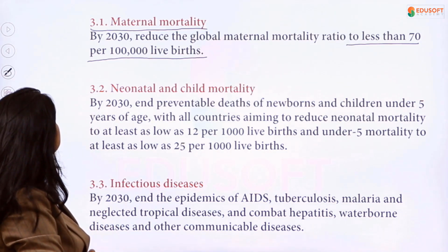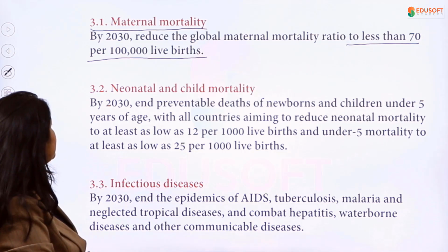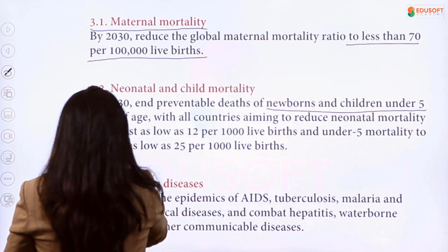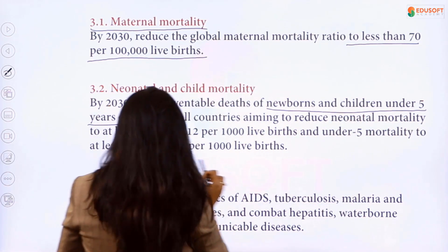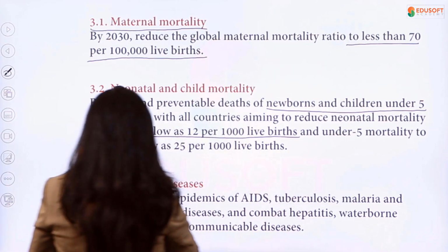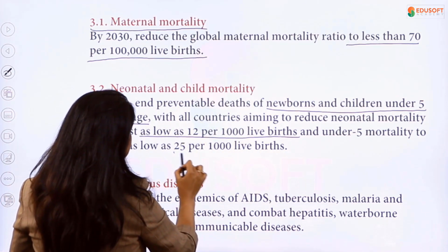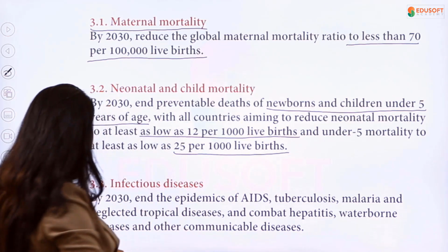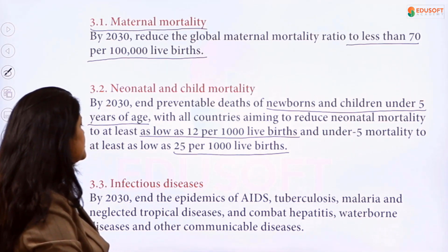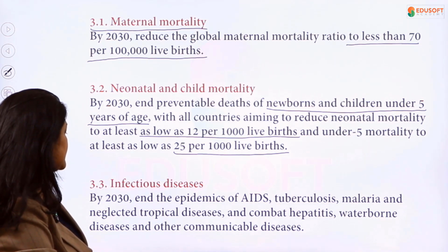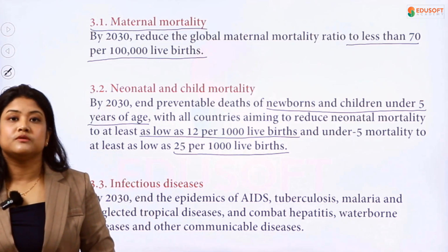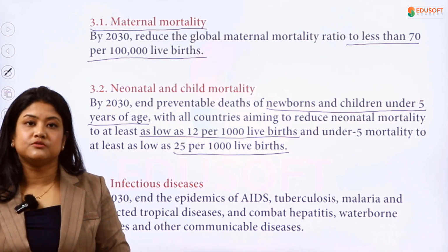Target 3.2 is neonatal and child mortality, and it says by 2030 end preventable deaths of newborns and children under 5 years of age, with all countries aiming to reduce neonatal mortality rate to at least as low as 12 per 1,000 live births and under-5 mortality rate to at least as low as 25 per 1,000 live births. Coming to our next target, 3.3, infectious diseases. By 2030, end the epidemics of AIDS, tuberculosis, malaria, and neglected tropical diseases, and combat hepatitis, waterborne diseases, and other communicable diseases. So, these are different targets under Goal 3, good health and well-being.